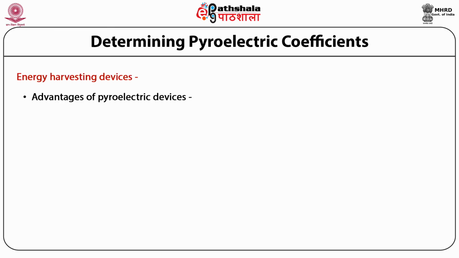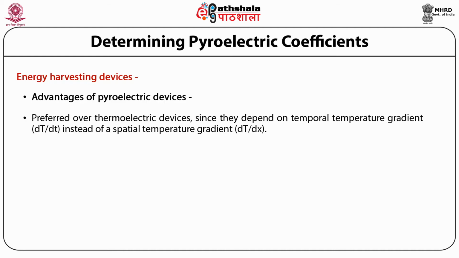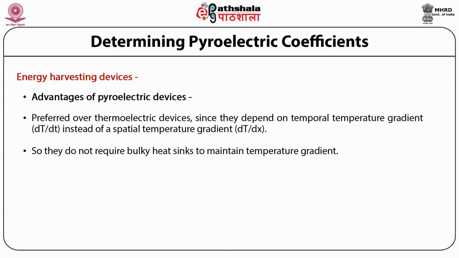Energy harvesting devices. Pyroelectric materials are preferred over thermoelectric devices for the conversion of thermal energy into electric energy since they depend on temporal temperature gradient, that is dT/dt, instead of spatial temperature gradient dT/dx, which is more difficult to attain at micro or nanoscale. Next advantage of energy harvesting devices is that they do not require the bulky heat sinks to maintain the temperature gradient, and they operate with a very high thermodynamic efficiency.